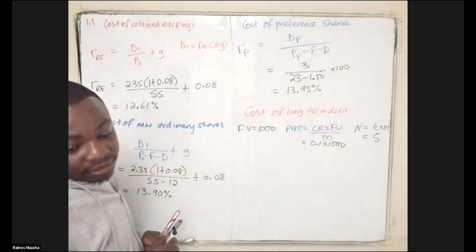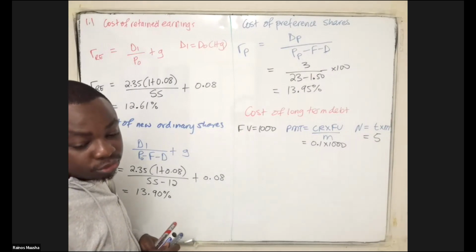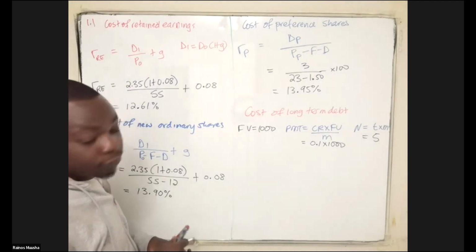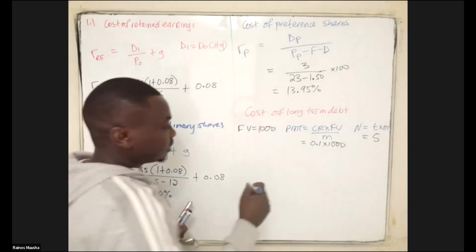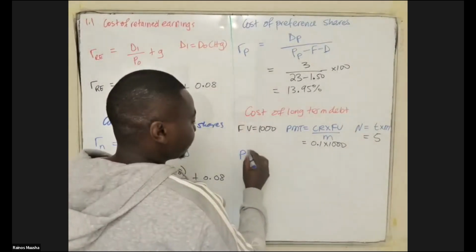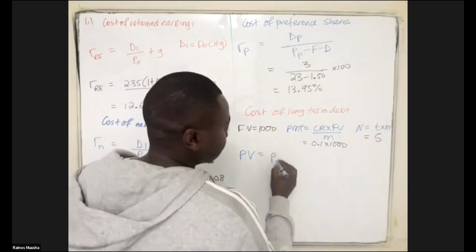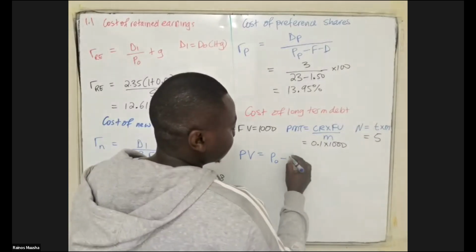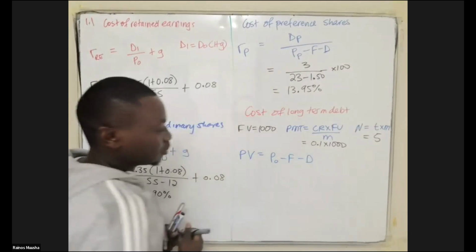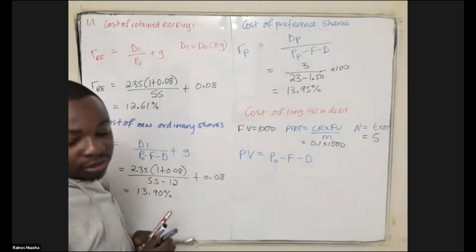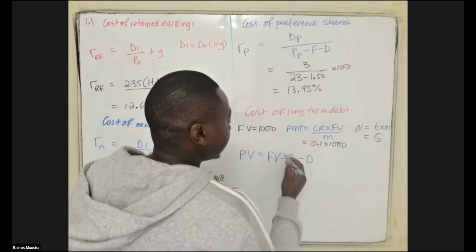Then they also tell us that the bond is going to be sold at a price of 1,200 and is going to incur flotation cost of what? 25 Rand, which means the present value on this particular bond is going to be the price of the bond minus any flotation costs minus any discount. So it's going to be the par value of the bond.